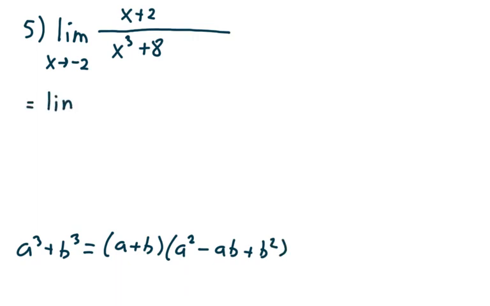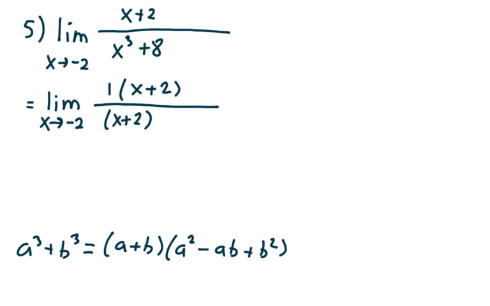And so this is the limit as x goes to negative 2 of. Now, in the numerator, I'm going to write 1 times x plus 2 for emphasis. In the denominator, I'm going to have x plus 2 times. Now, I'm going to square the x to get x squared. I'm going to multiply x and 2 together and change the sign. So minus 2x plus 4.